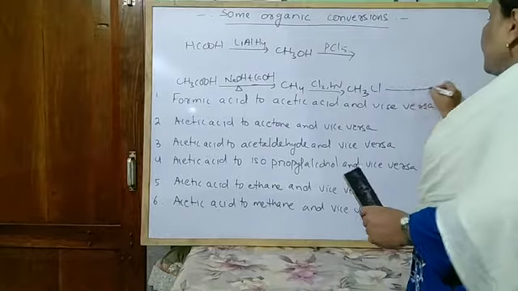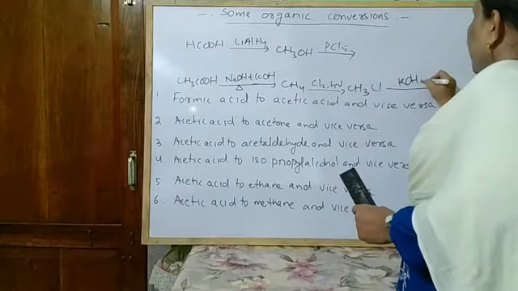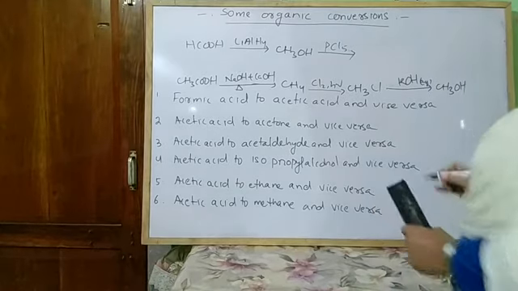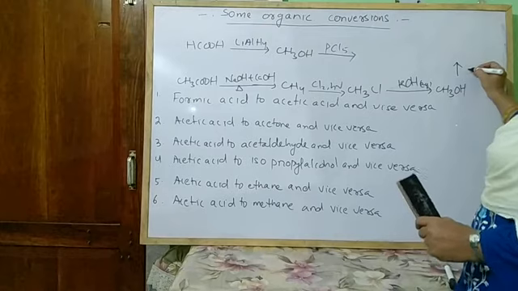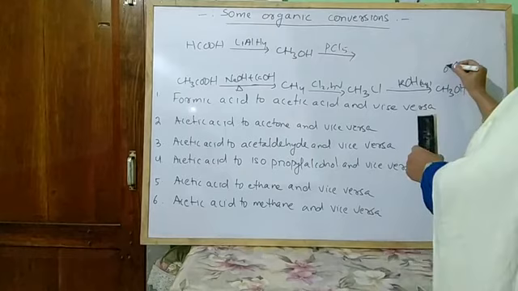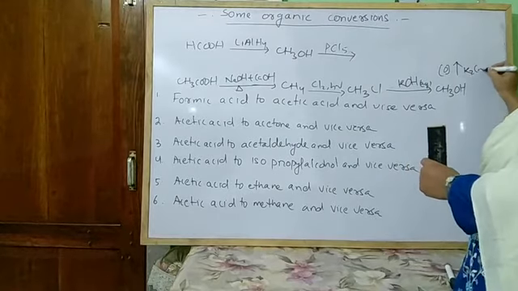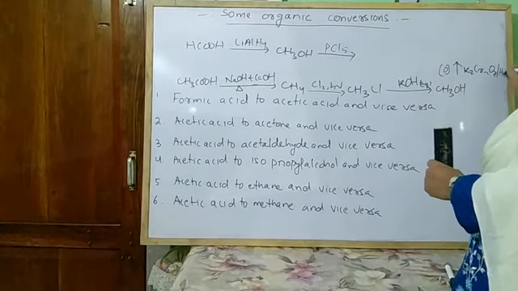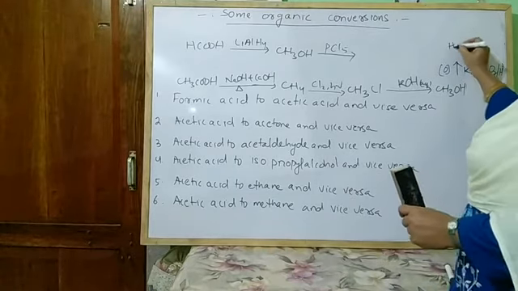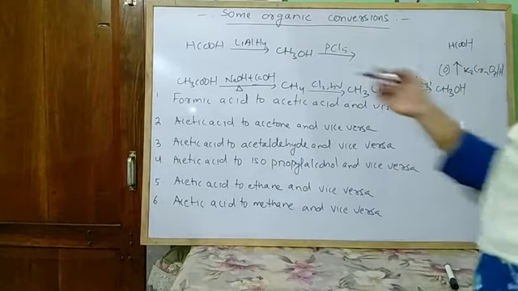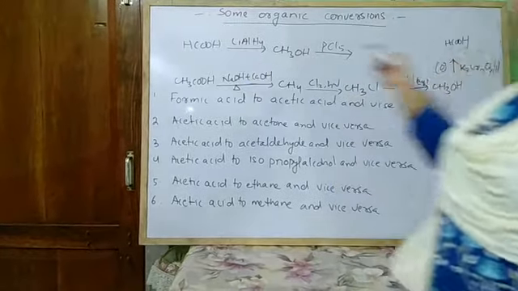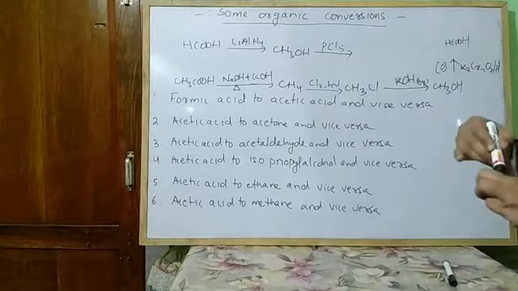And methyl chloride when treated with aqueous KOH forms what? Methyl alcohol. And methyl alcohol, when it undergoes oxidation with a strong oxidizing agent, acidified potassium dichromate, gives formic acid. So this is acetic acid to formic acid. Previously I have written formic acid to acetic acid. Next, move to the next question.